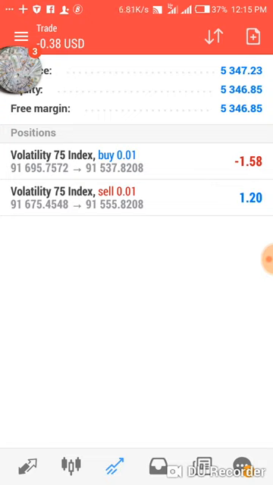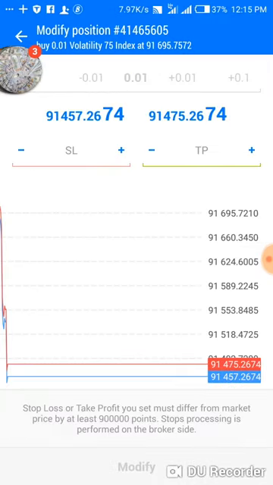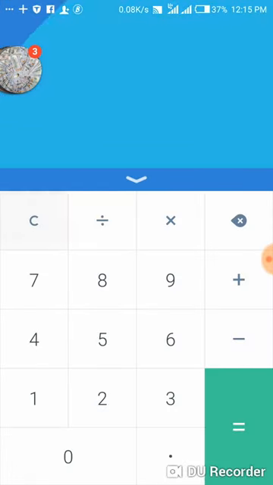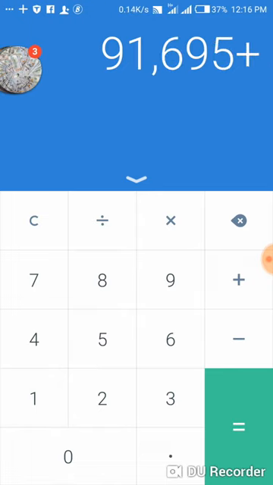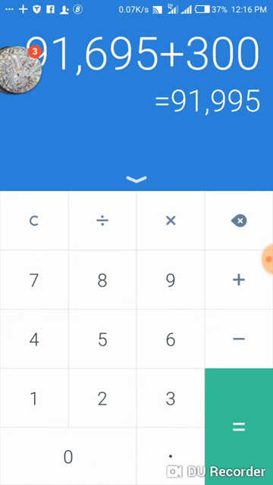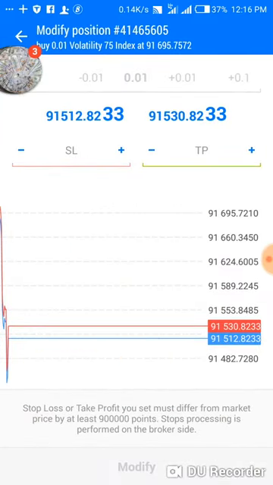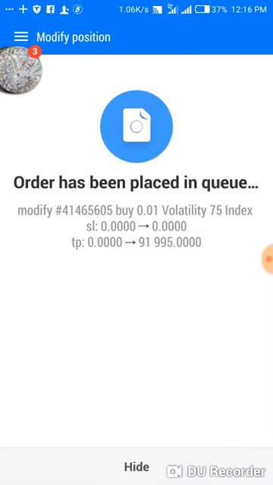Then the next one, that one is our buy. 91695. Plus 300 gives 91995. That one will now be our take profit. 91995. Now click on modify.